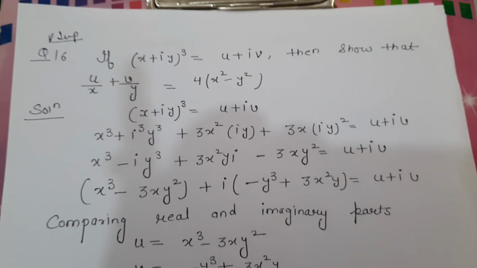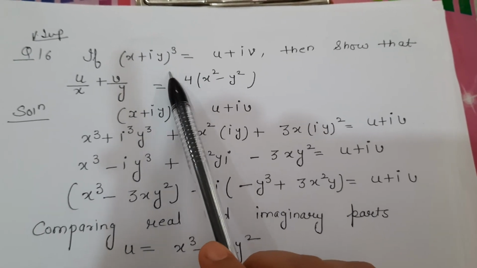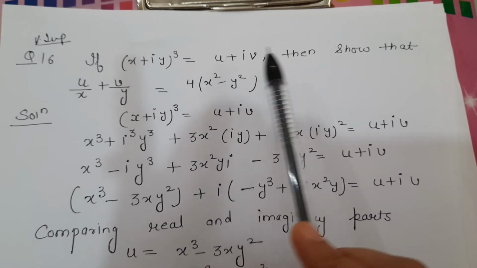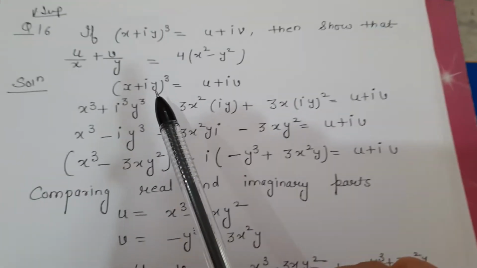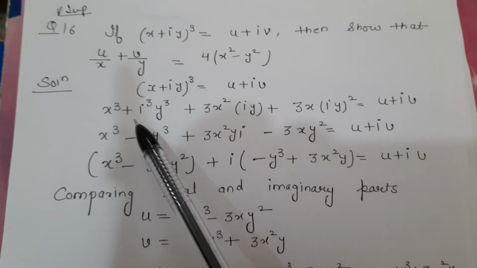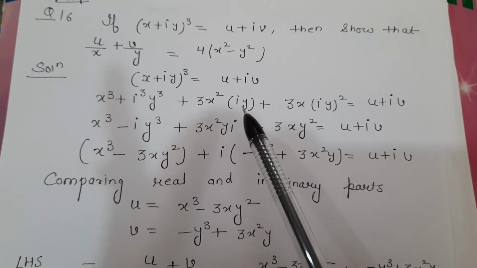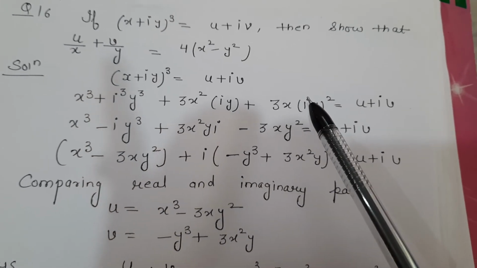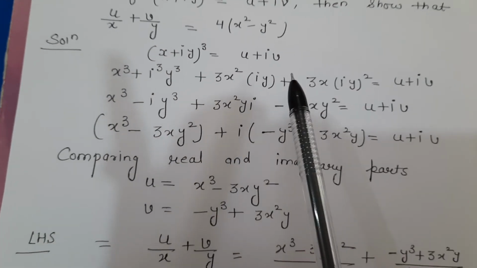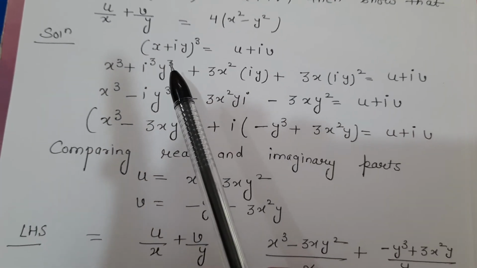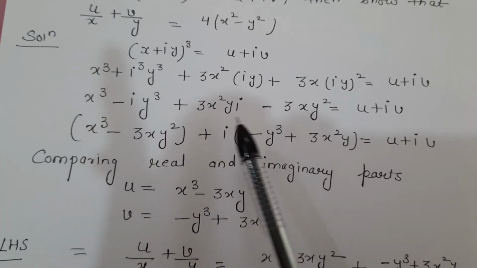Now I am going to discuss a very important question from this chapter. Question number 16. If x plus iota y whole cube is u plus iota v, then show that this result is true. So rewrite this statement. Just expand your cube. You will have x cube plus iota cube into y cube plus 3x square iota y plus 3x iota y whole square. This is equal to u plus iota v. We know that iota square is minus 1 and iota cube is minus iota. So here iota cube is minus iota. This is as it is.